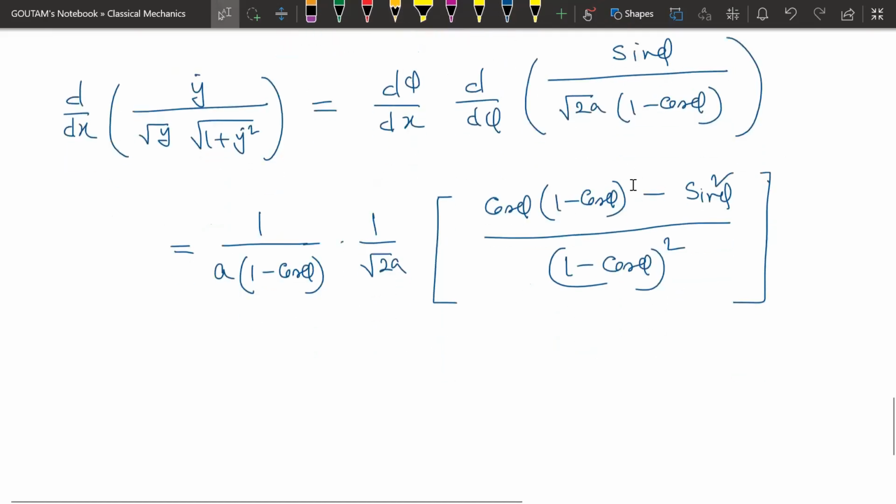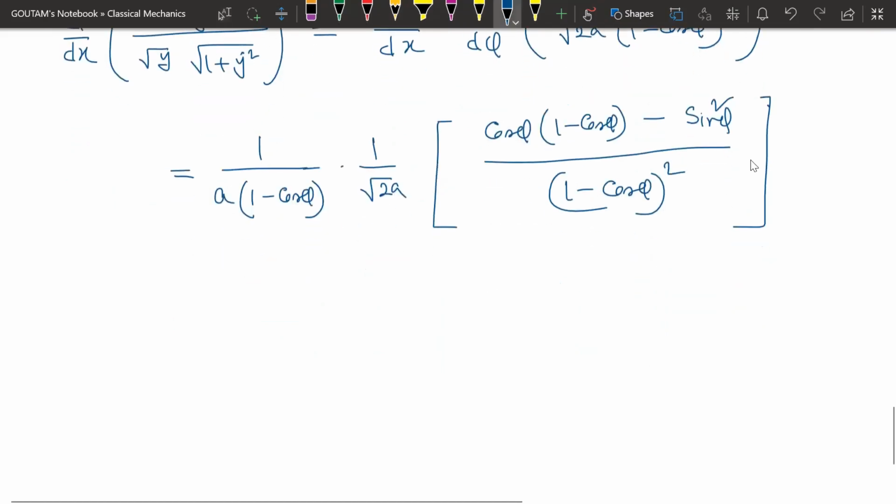So now look at this term. What we will get? There will be a cos phi if we multiply cos phi with 1, and there will be a minus cos square phi if we multiply this cos phi with this cos phi. And there is also a minus sin square phi. So in that case, if we take the minus common, it will be cos square phi plus sin square phi, which is 1.